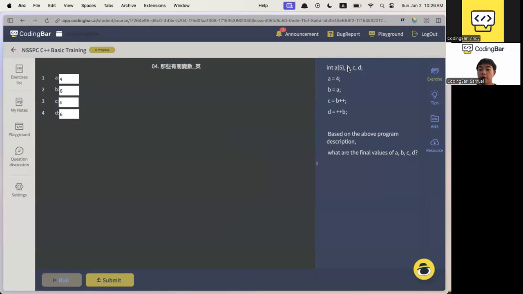Integer A 5, B, C, D. A equal 4, B equal A, C equal B plus plus, D equal plus plus B. Based on the above program description, what are the final values of A, B, C, D? So initially we give a value of 5. This is a short form of integer A equal 5. So we initialize A as 5.